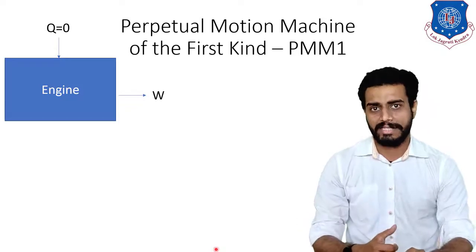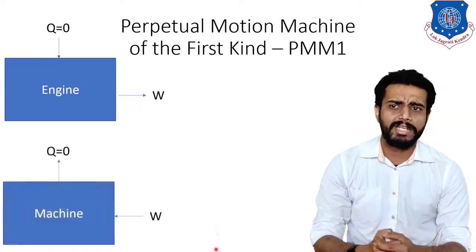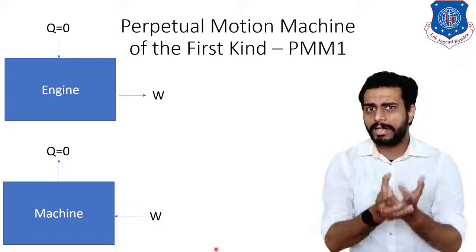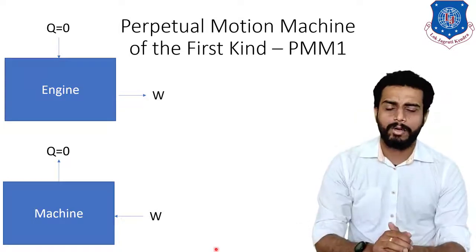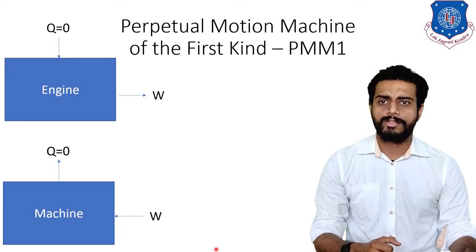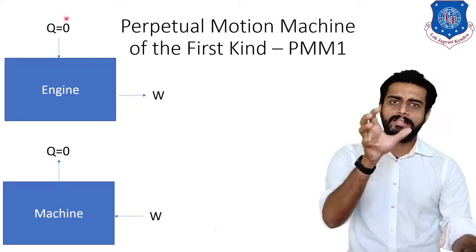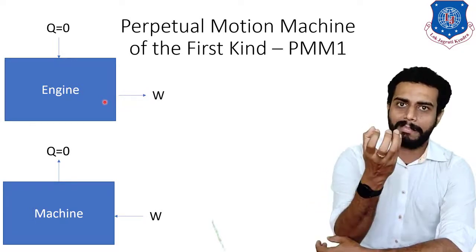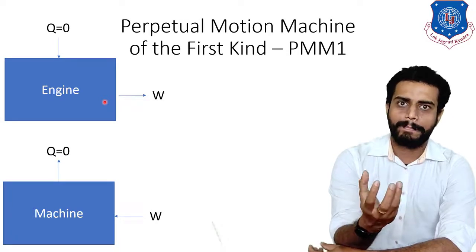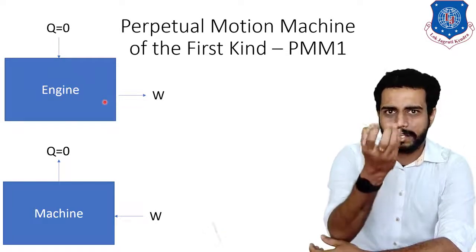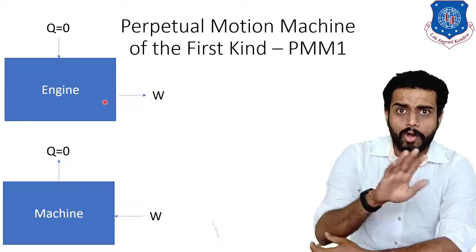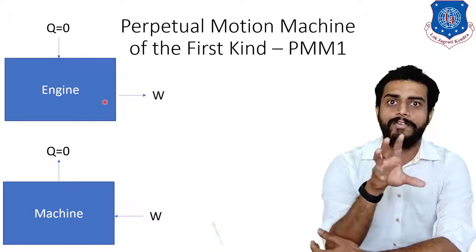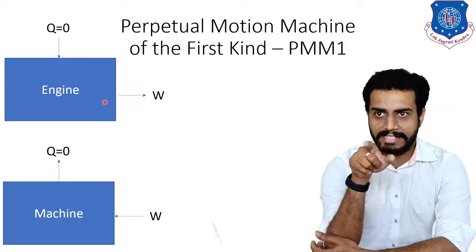The reverse statement is also true, students. Let us take one machine which is consuming some work continuously. It is absorbing work continuously, but it is not transferring any heat. That is also known as a perpetual motion machine of first kind. Let me give you an example of the first engine. If we ride a bike, the bike consumes some fuel, let us say petrol, so ultimately it is consuming heat from the petrol. If your bike is not consuming any petrol and still you are able to ride it, that kind of engine is known as PMM1. So that is the example of the first one.